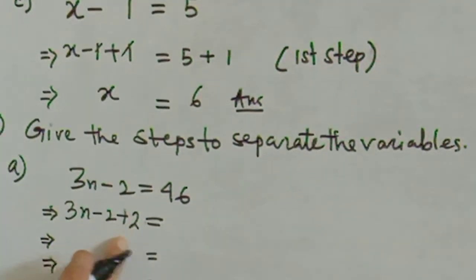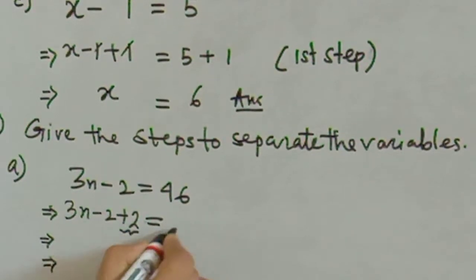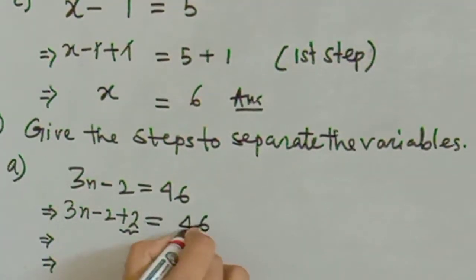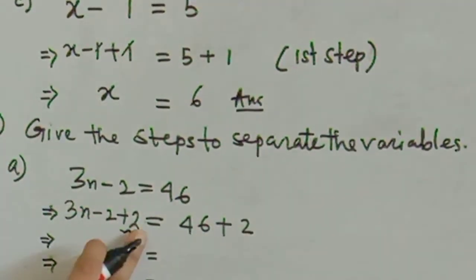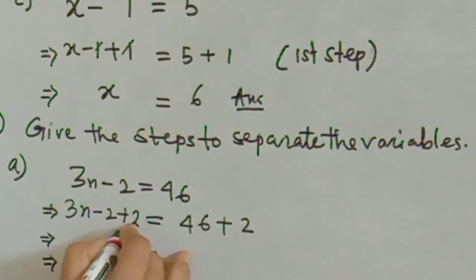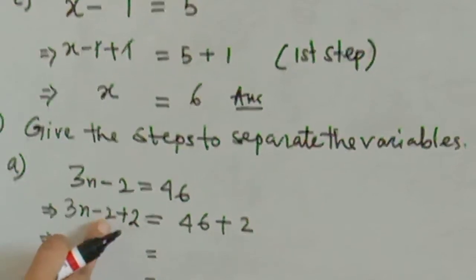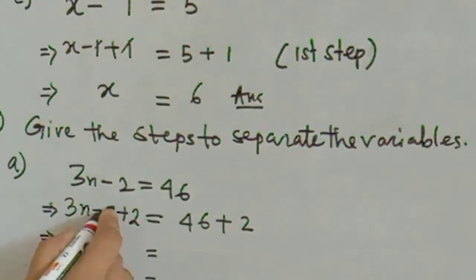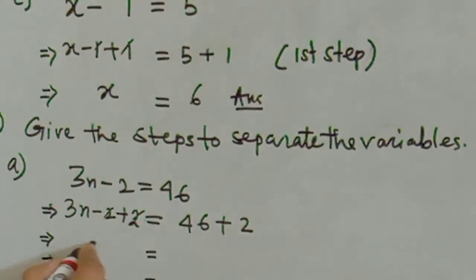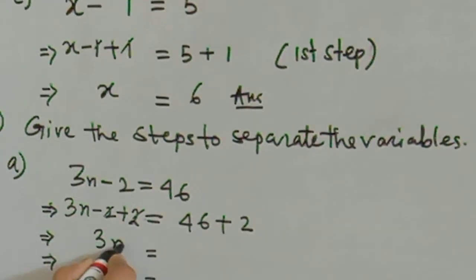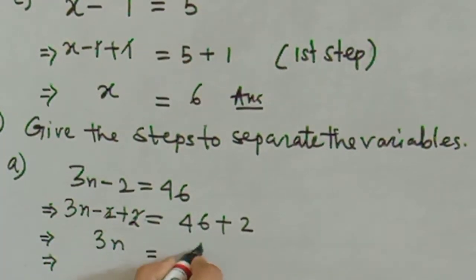The same plus 2 I have given here. This one I have to do in the right side also. It is also plus 2. The same work I have to do on both the left hand side and right hand side. Now minus 2 and plus 2 you can cancel out. Now 3n is equal to 46 plus 2, 48.